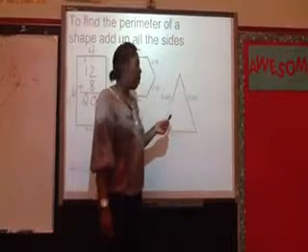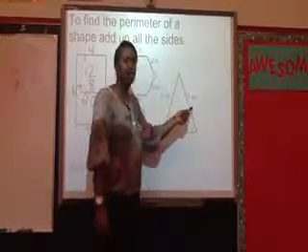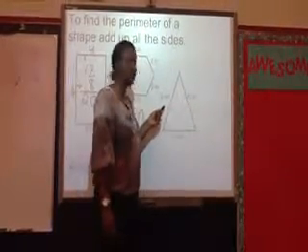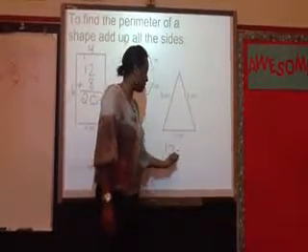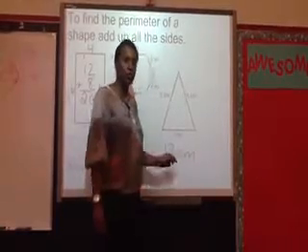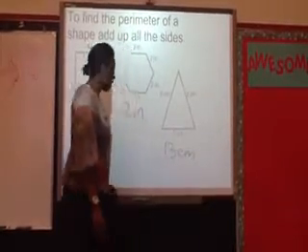Here we have a triangle. These two sides are 5. 5 plus 5 is 10. Plus 3 is 13 centimeters. So the perimeter will be 13 centimeters. Let's move on.